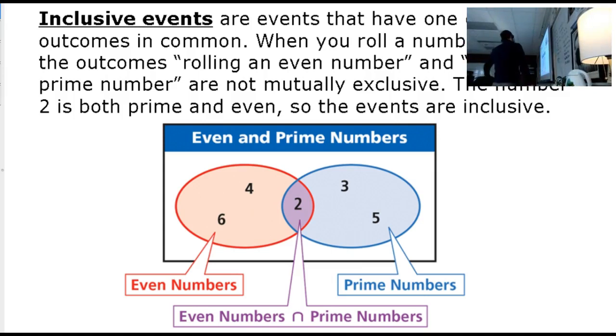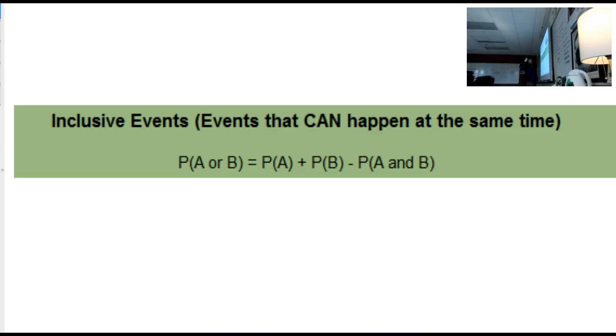So inclusive events are events that have one or more outcomes in common. When you roll a number cube, the outcomes rolling an even number and rolling a prime number. Okay, there's one prime number that's even too, so you got to be careful there. This is where good old John Venn and the Venn diagram comes in handy when you are trying to calculate these probabilities. Okay, so this is a Venn diagram. You've seen these before. If you draw a picture, it can help you not mess up and double count the ones that are in both.